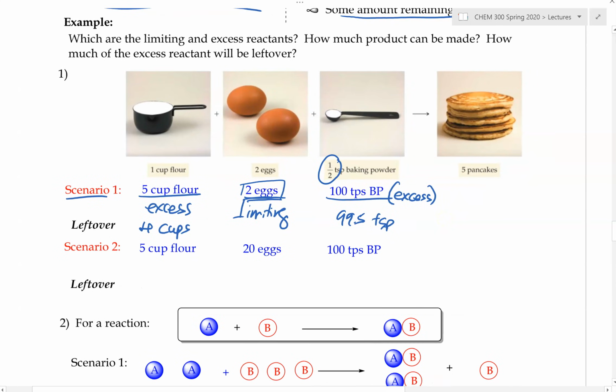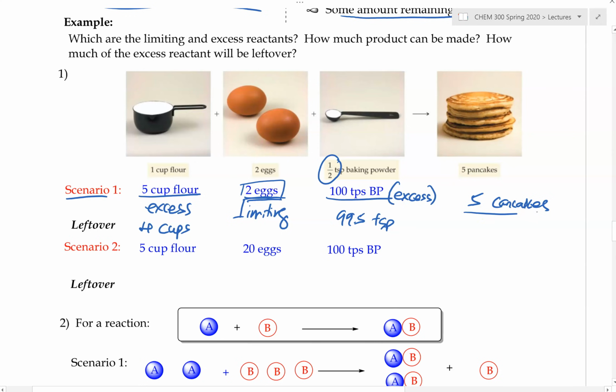And now, how much product can we make from here? The answer in this case is that we'll be able to make only 5 pancakes, because we have only 2 eggs. By the time we finish using up our 2 eggs, we can't make any more pancakes, and 2 eggs can only produce 5 pancakes.